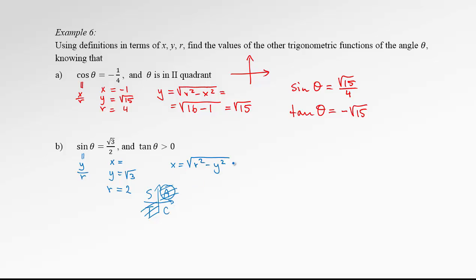So this x is the root of r squared, which is 4, minus y squared, which is 3. Therefore, it's the root of 1, so it's really 1. Okay, let's write 1 here, and now we're ready to give the answer for the other functions. Cosine of the same angle theta is x over r, so it's 1/2, and tangent of the angle theta is equal to y over x, so it's root 3.